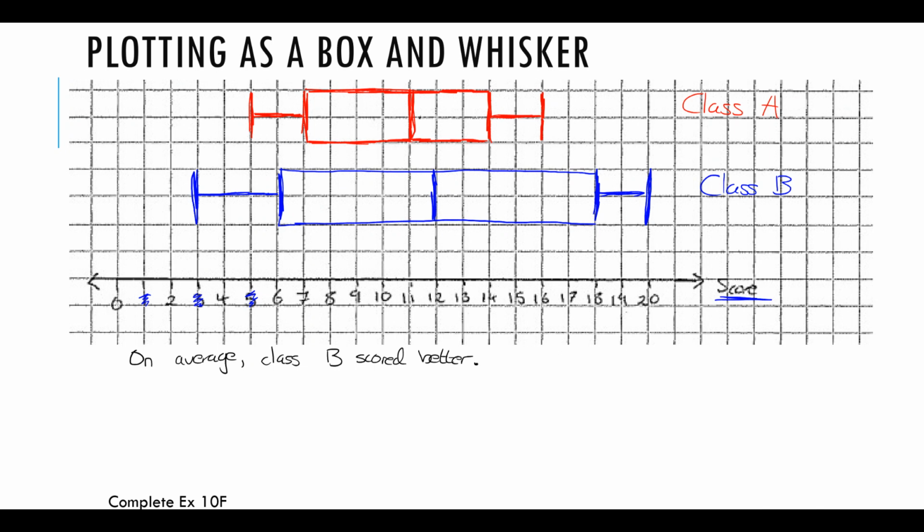However, we can put however. In terms of then the range, the word they usually want to see coming out is consistency. So in Class A, you'll notice that the scores, the box and whisker plot, it's much smaller. Class B is a wider box and whisker plot. So what that means is Class A were more consistent.